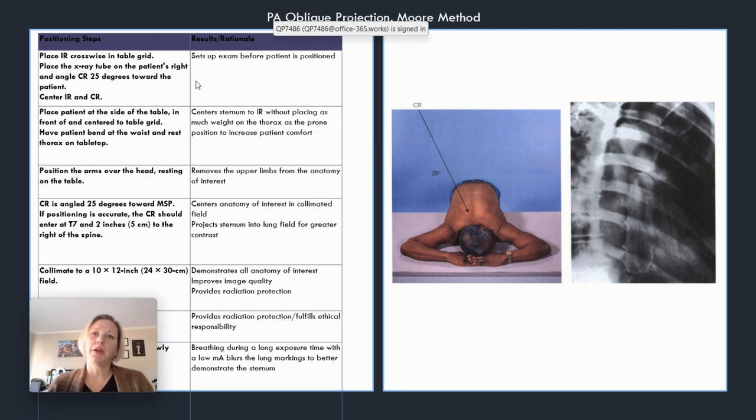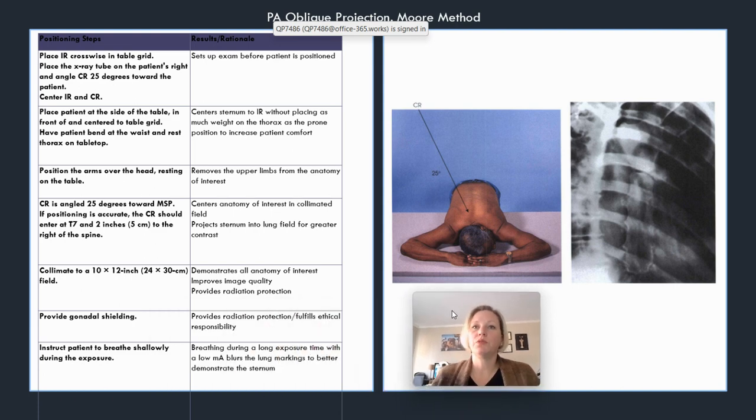Your CR is going to be angled 25 degrees towards the mid-sagittal plane. If positioning is accurate, your CR should enter at the T7 level and 2 inches to the right of the spine. What this does is center your anatomy of interest, and you want to make sure you collimate to your anatomy. This will also project the sternum into the lung field for greater contrast. Make sure you collimate to a 10 by 12 inch field.